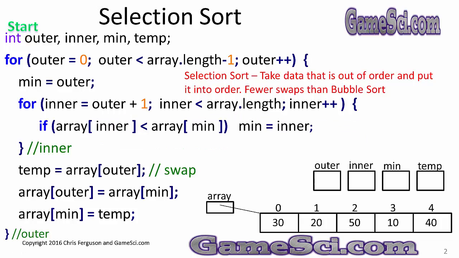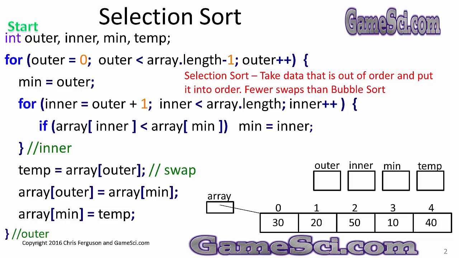Selection sort. Take data that is out of order and put it into order. Selection sort requires fewer swaps than bubble sort. It's a slight improvement over bubble sort. It's not a revolutionary change.